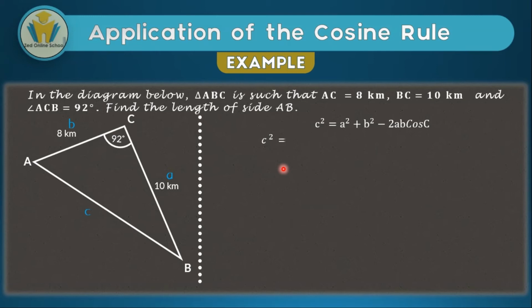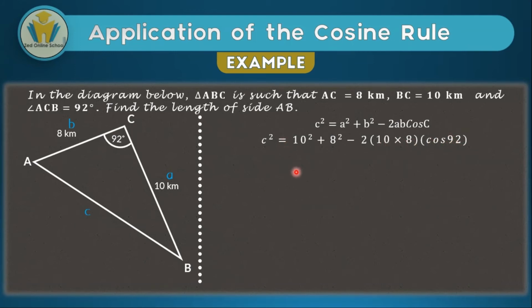Therefore, c squared will be equal to the a, which is 10 squared, plus the b, which is 8 squared, minus 2ab. A and b are 10 and 8, so we're just multiplying 10 and 8. We put that in brackets, then we include the c. So this is the second part here, 2ab, this is a, this is b, and then c is 92.